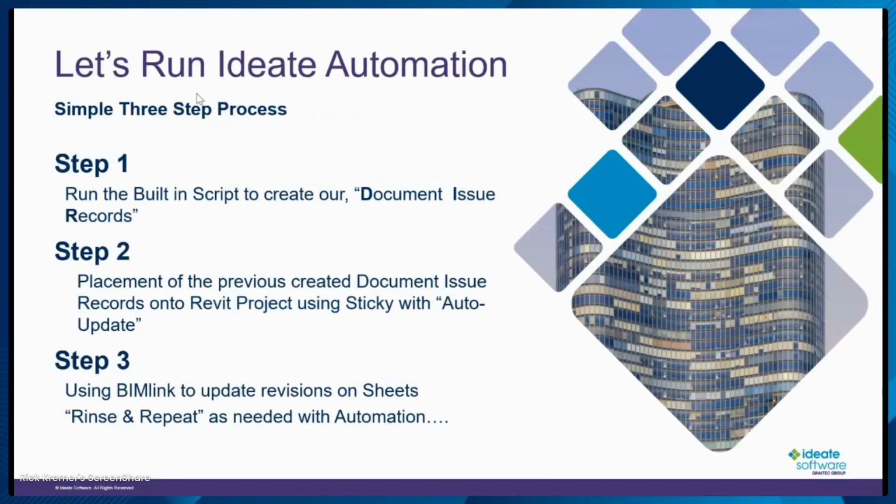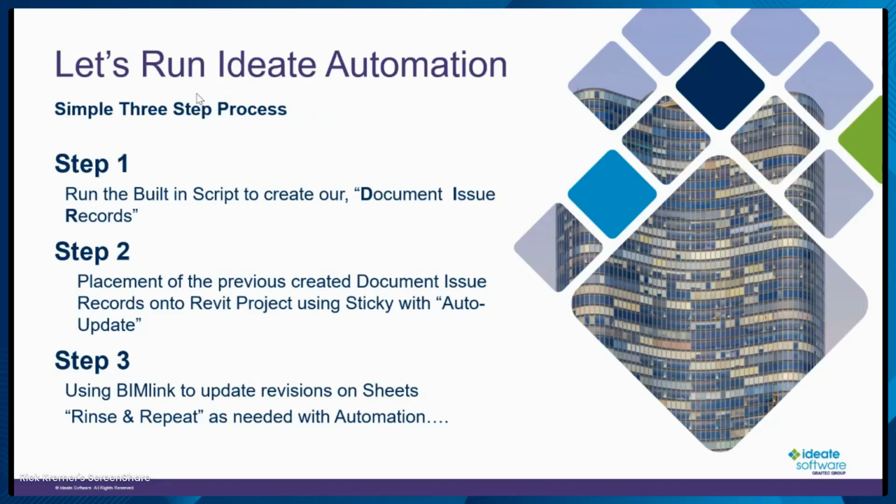So here's what we're going to do in a nutshell. It's going to be done by 3 simple processes. To run Ideate Automation, we're going to do 3 simple things. First, we're going to use our built-in script to create our document issue record. This is going to create our Excel document with our up-to-date information. We're then going to place that information using Ideate Sticky, and we'll stick that onto our cover sheet. Then we'll use Ideate BIMlink to update that information at a frequency that we want.